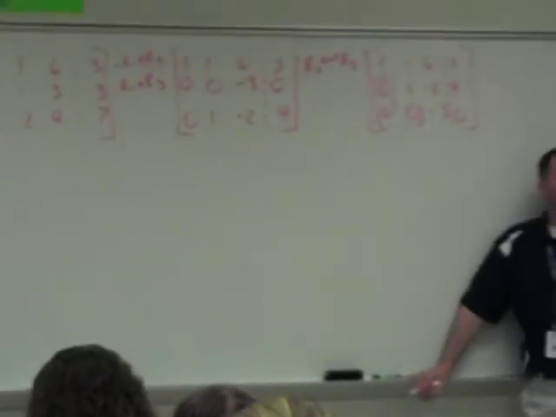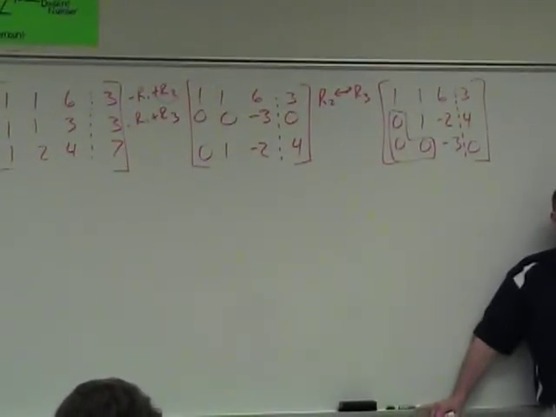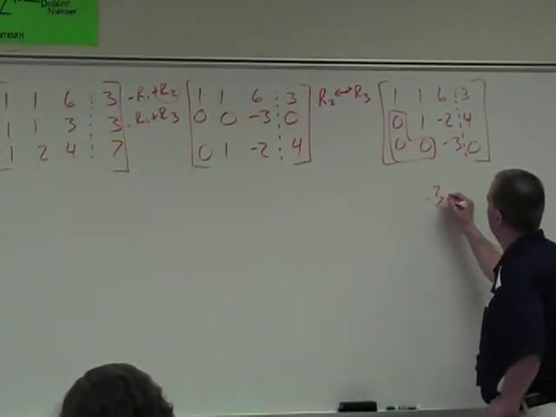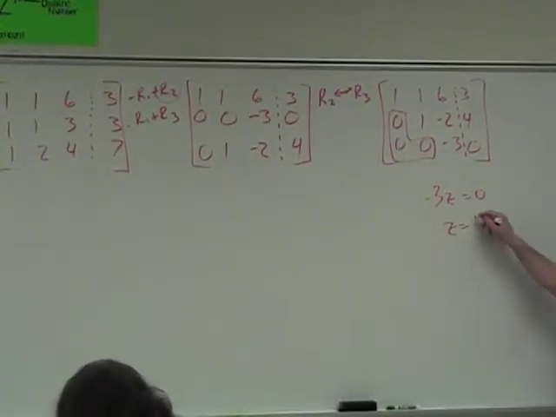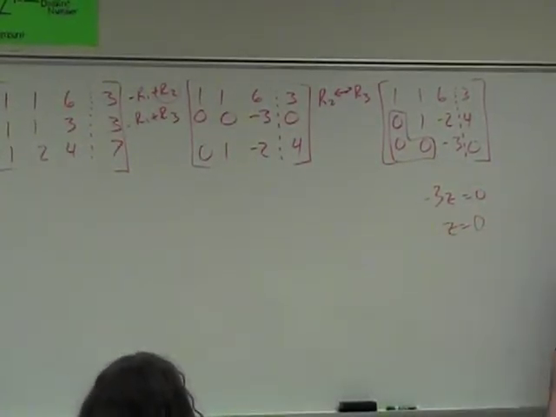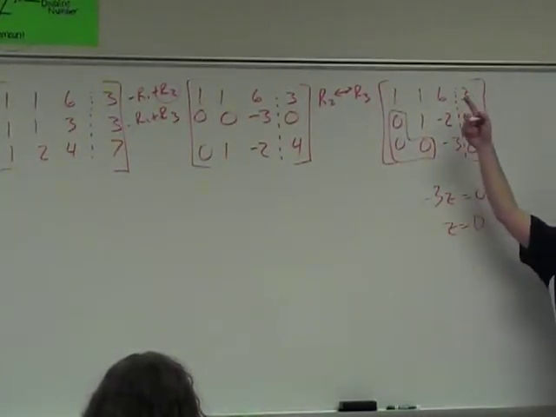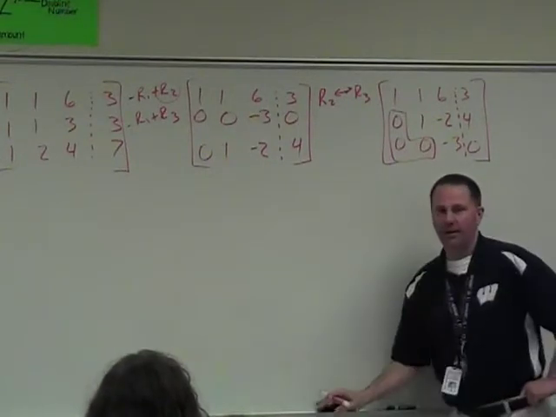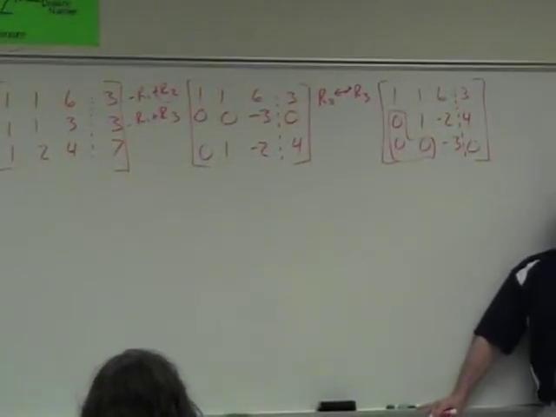Step 4. What did you do yesterday? You get z by itself. Yesterday you said this is negative 3z equals 0. So what's z equal? 0. Divide by negative 3, 0. And then you would plug it back into the other equation, solve for y, then in the first equation, solve for x. Correct? Yay! That's great. But we're not doing that today.